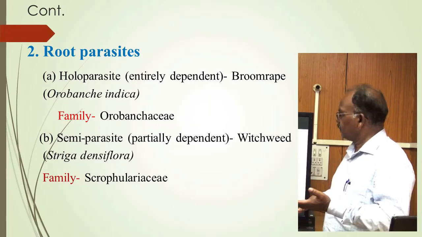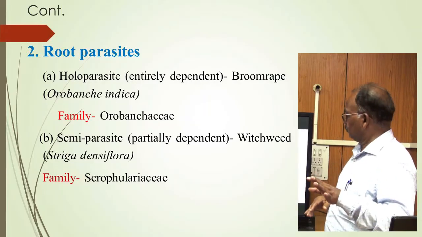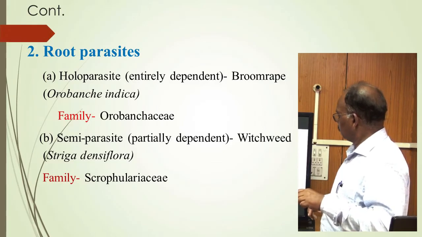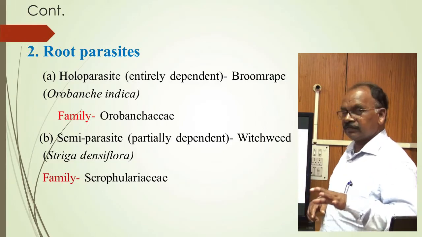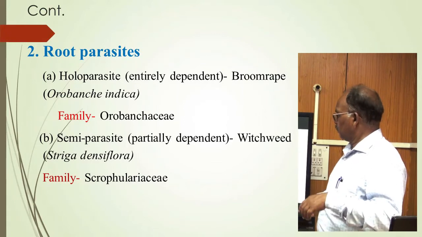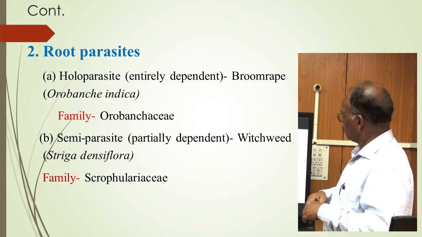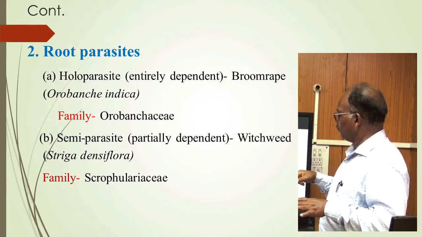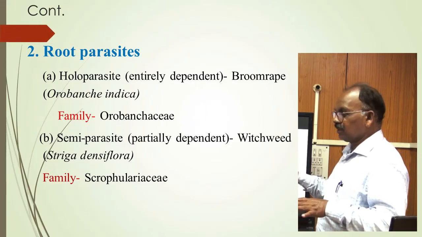Semi-parasites are partially dependent on the root, such as witchweed. It is also called Striga densiflora. It belongs to the family Scrophulariaceae. This parasite is a major problem in sugarcane and cereals.